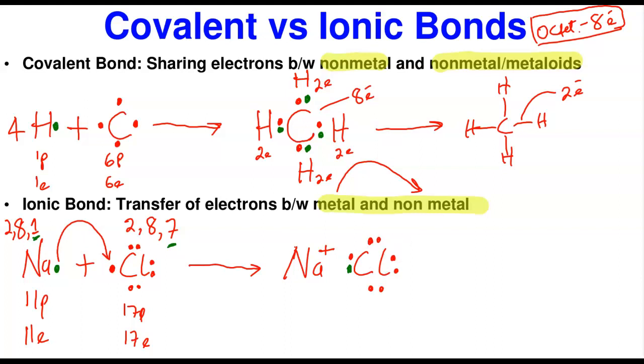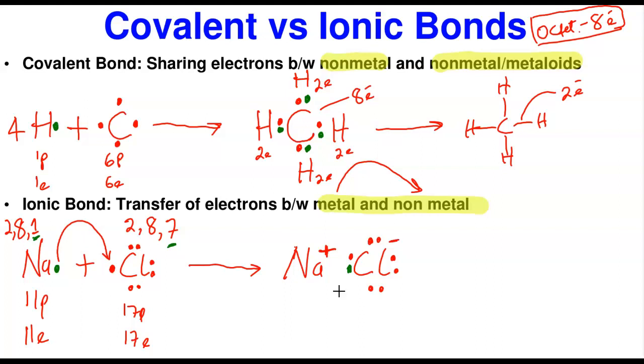Now, see what happens here. The attraction, remember we said unlike terms attract. Unlike terms, the attraction between these positive and negative ions is what we call an ionic bond. And that particular bonding is much more stronger than what you have in the covalent bond. And that is why ionic compounds usually do what? Have higher boiling and melting point than covalent compounds.